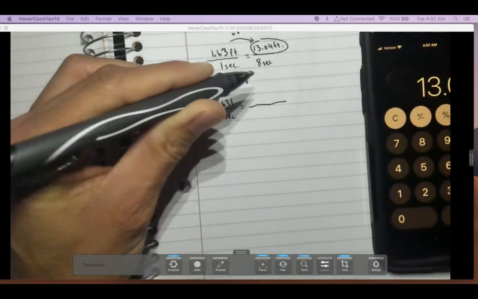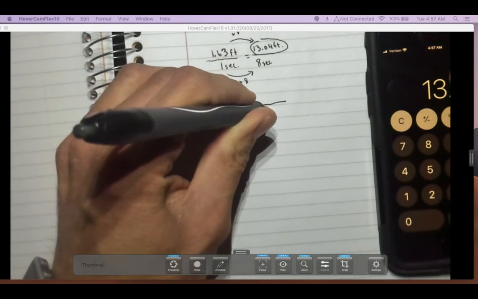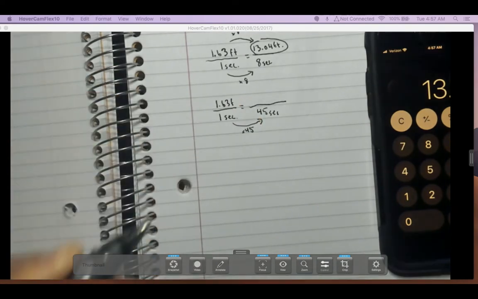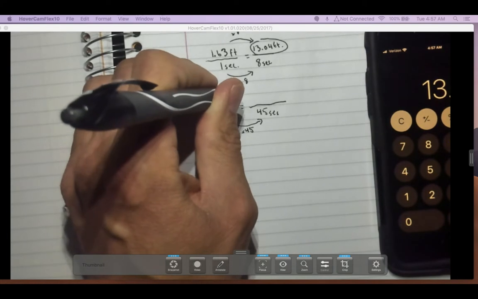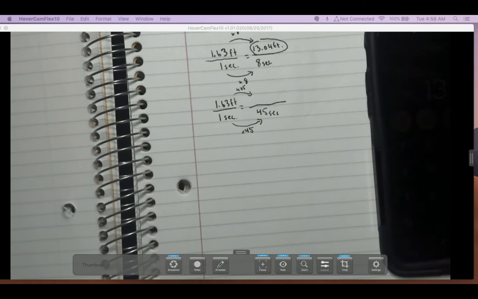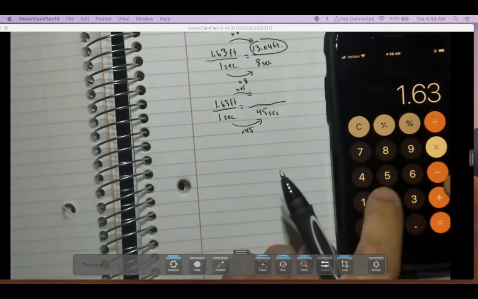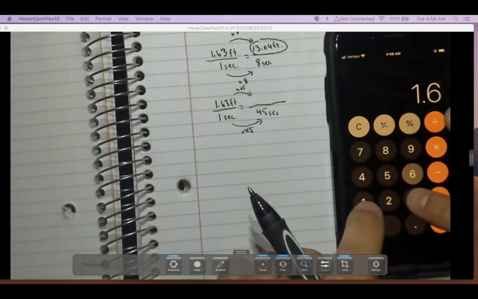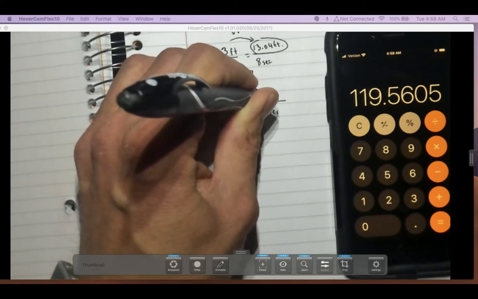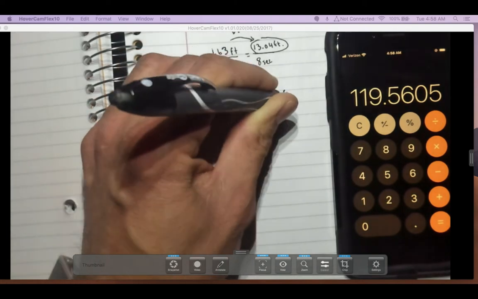The second one says, how deep will the diver be after 45 seconds? I would times this by 45 to get from there to there. I would times this by 45 to get an equivalent ratio or equivalent rate. And so 1.63 times 45 equals 119.5605 feet. And that is how I would get that one.